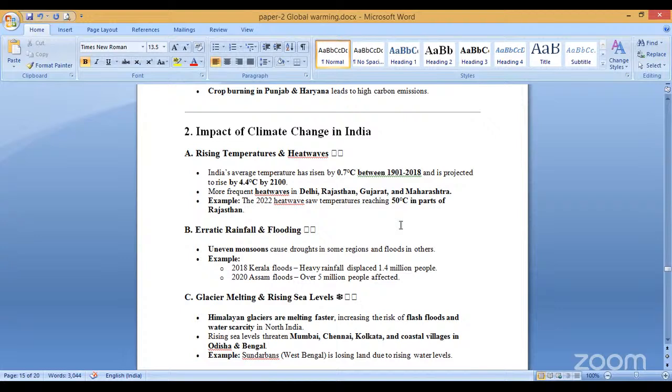parts of Rajasthan. Erratic rainfall and flooding: the uneven monsoon causes droughts in some regions and floods in others. For example, in 2018, Kerala floods and heavy rainfall displaced 1.4 million people, and in 2020, Assam floods affected over 5 million people.